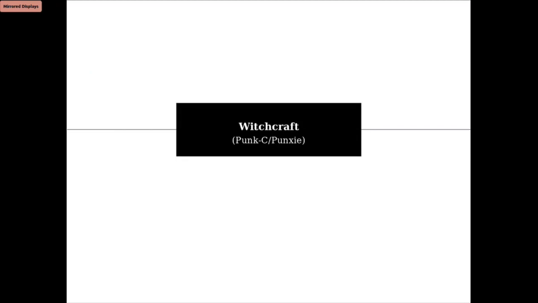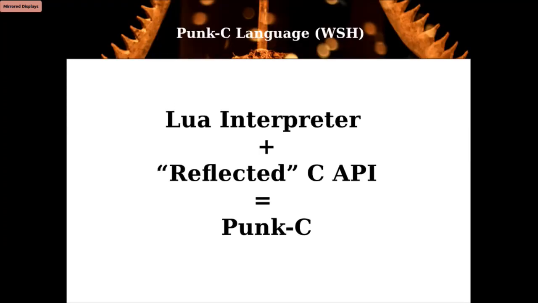Proper witchcraft. So assume for now we get this reflection stuff to work, and I edit a very small Lua interpreter just so that I can get back the result of my functions and I can pass arguments easily. So the resulting programming language, which is basically reflected C plus Lua, I call that Punk C because it allows you to write almost C with some tricks. So that's the language of the interpreter itself.